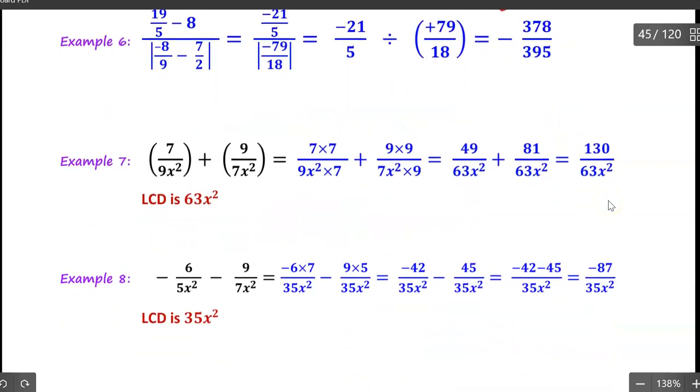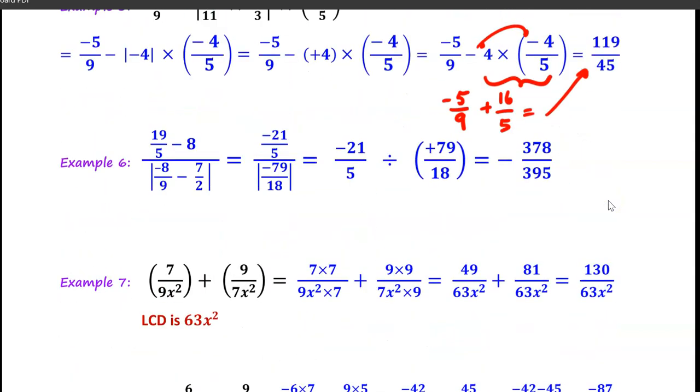Let's go to example number 7, and this one involves an algebraic expression. I have 9x squared and 7x squared. You are adding these two fractions. Adding two fractions means that you need the lowest common denominator. And you know that you cannot find x squared on your calculator and key it in. So we have to do the step on the side. So for 9 and 7, the lowest common denominator will be 63. I should say the lowest common multiple of 9 and 7 is 63.